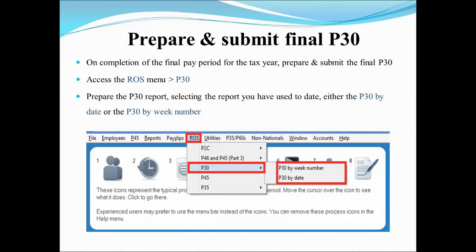So you would prepare and submit the final P30. You would access the ROS menu within your software and P30. You would prepare the P30 report that you have used year to date. So that is either the P30 by date or the P30 by week number. Both forms are acceptable by Revenue. So just stick to the one that you have used for the whole year, just to be consistent.